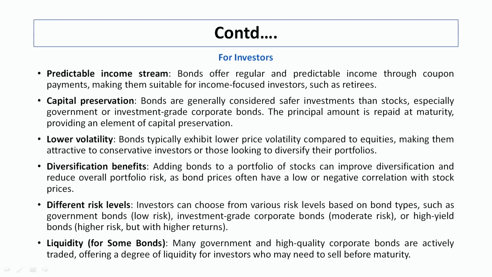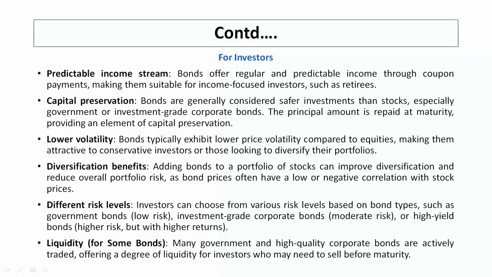So, the first advantage is a predictable income source. Every investor who is investing in a bond knows that they are going to get a fixed amount of interest on a regular basis, whether it is semi-annual or annual, but they know this much amount they are going to get after a point of time. So, there is some regularity in income. Then capital preservation: bonds are quite a safe instrument as compared to equity. So, we know the principal amount will be paid at the time of maturity. So, our capital is preserved in the case of bonds.